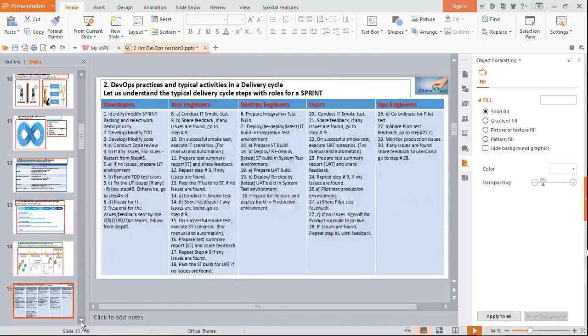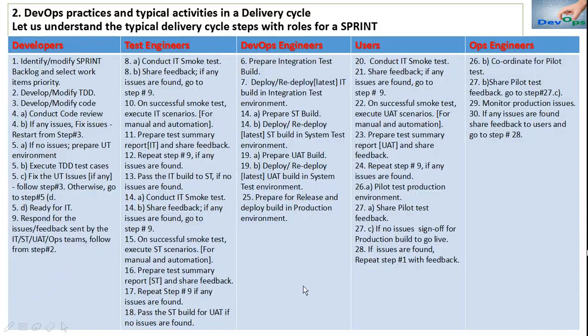Now if you see, I have pulled some of the tasks for different roles in DevOps, showing how the DevOps practices and typical activities in a delivery cycle can be. We will understand the typical delivery cycle steps with roles for a sprint cycle. I have taken a single sprint cycle, not the overall project delivery, which is one iteration, and for that I have divided it into different activities or tasks by numbering them.